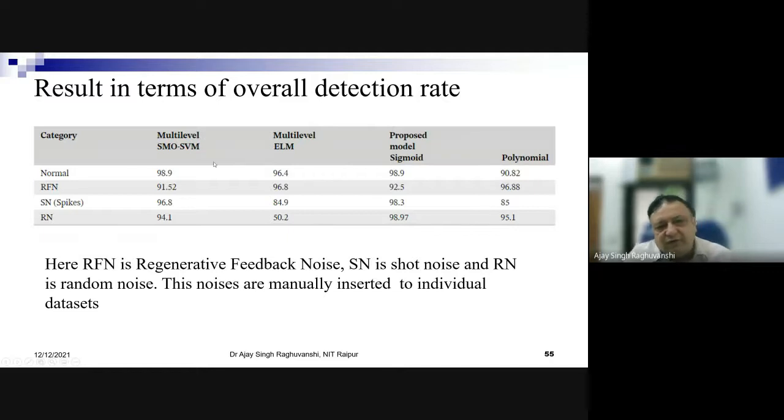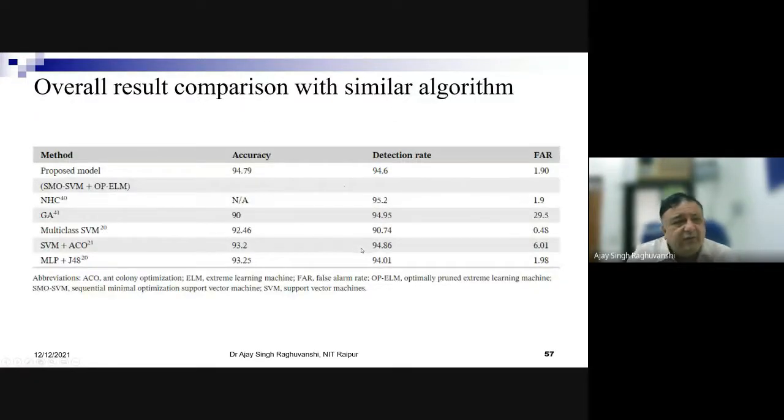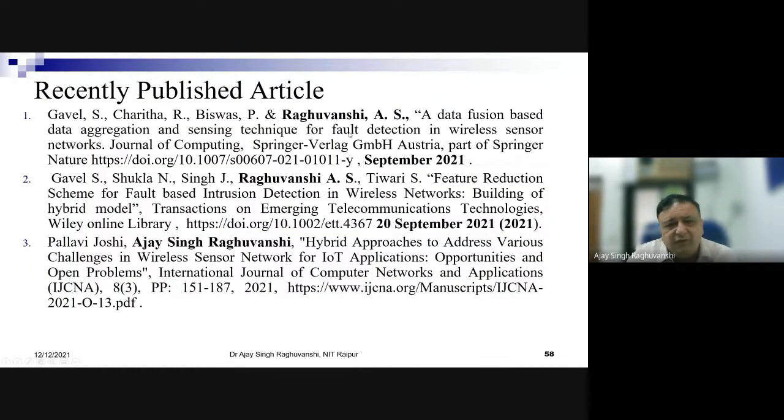So these are the results in terms of overall detection rate. By our proposed model, you can say our detection rates are 98.9, 92.5. And these were all the other methods, so these are the comparisons. Then this is the result comparison with similar models, and the overall result comparisons with similar models.